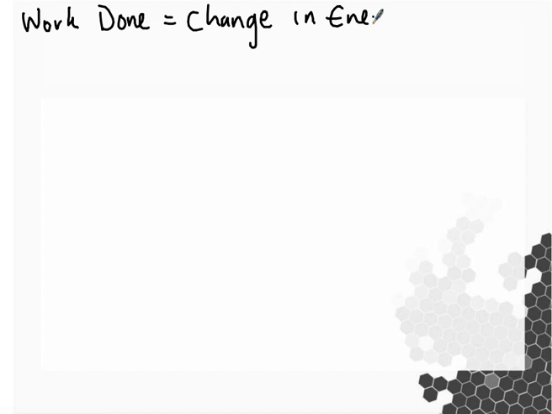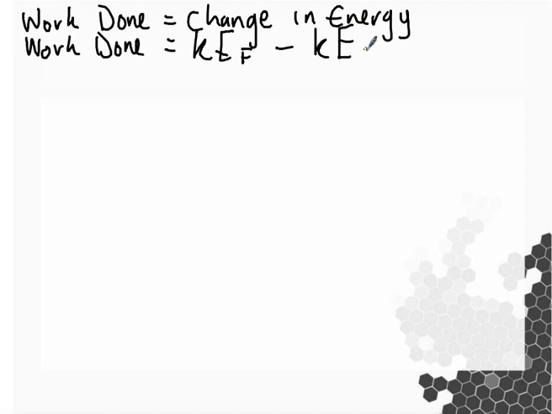Okay, so what we're going to do in this example is we're going to use the work energy principle. So the work energy principle tells us that the work done equals a change in energy. The reason I'm going to be using the work energy principle is because actually the work done is equal to the final energy, so that's going to be the kinetic energy finally, take away the kinetic energy initially.